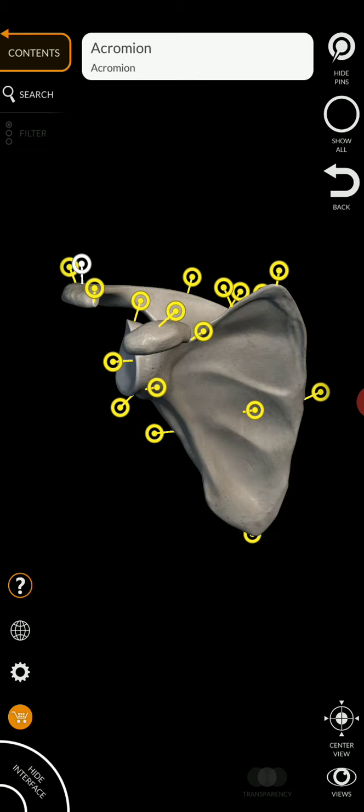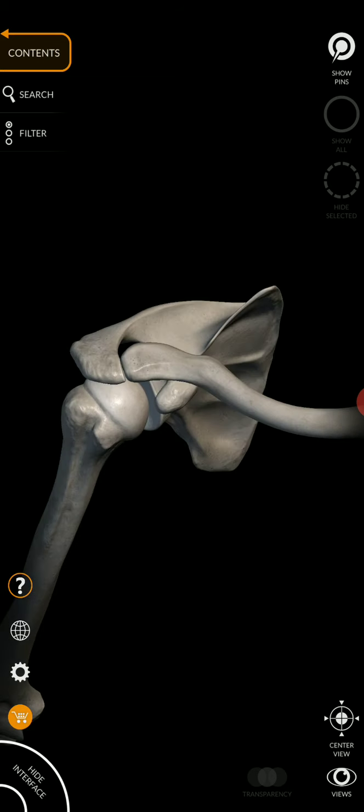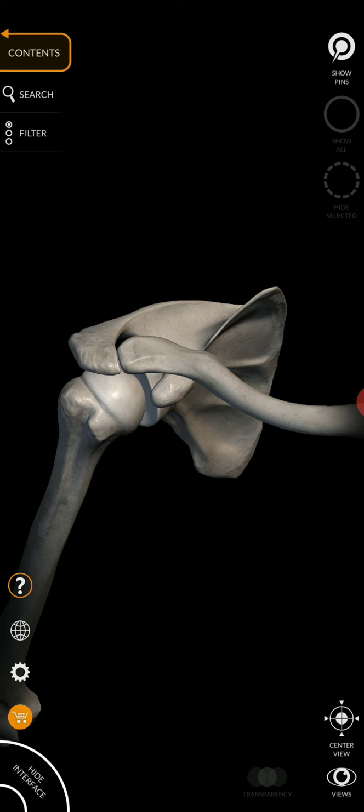Now, this acromion process articulates with the acromial end of the clavicle. I'm going to go back, and you can see it right there. See where the acromial end of the clavicle articulates with the acromion process of the scapula. By the way, you can feel that if you feel on your shoulder, and I highly suggest you do this. That's the highest point on your shoulder. You should be able to feel that joint right there.